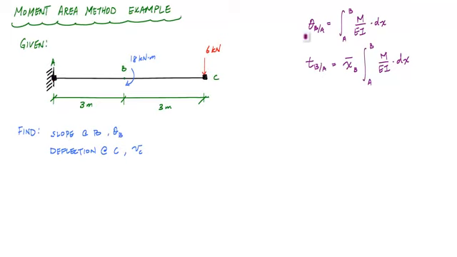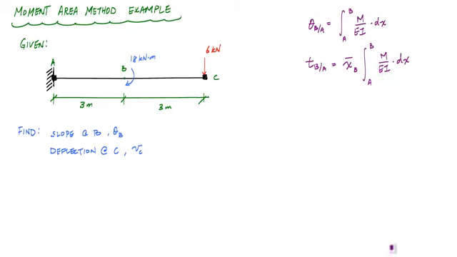And here are the two moment area theorems. The first one shows that the change in slope between 2 points is equal to the area under the curvature diagram. The second moment area theorem shows that the vertical deflection to point B from the tangent line at A is the first moment of area of the curvature diagram.